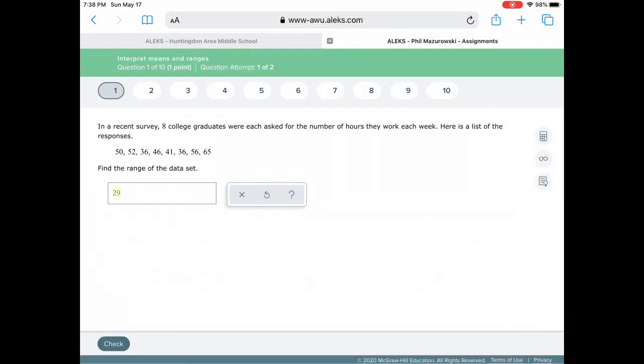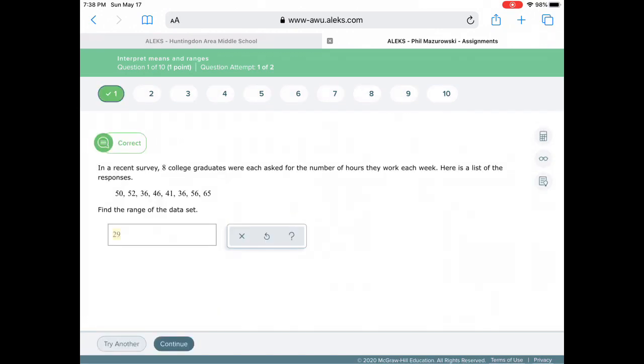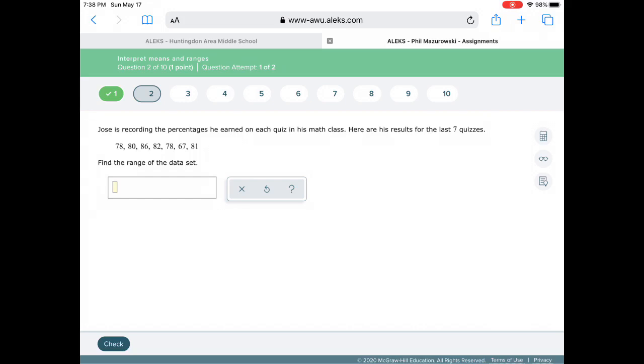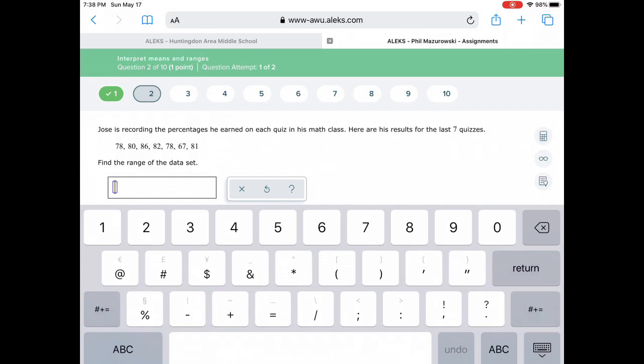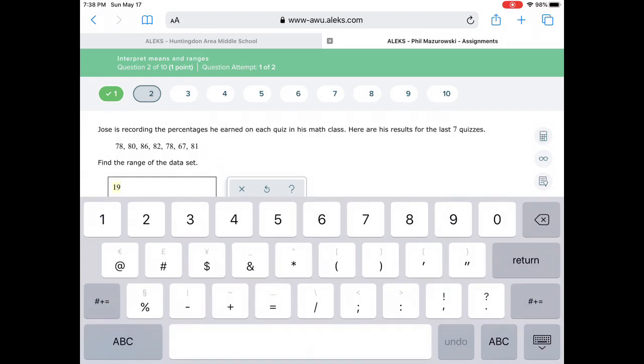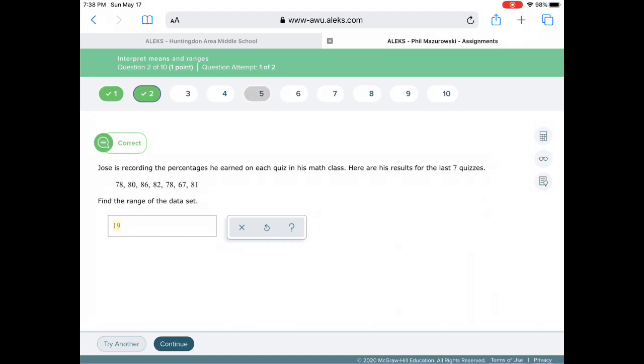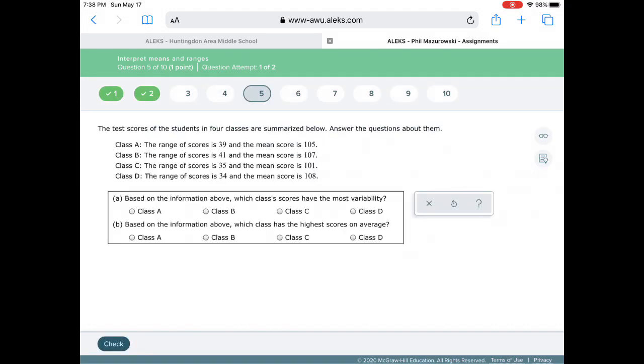So it's as simple as that. Range is just the highest number minus the smallest number. And that's what this question is as well. So I'm just looking for the highest number in this data set, which is 86, and the lowest one is 67. So that has a difference of 19 when you subtract them. So that's how we find the range. Let's jump into another type of question.